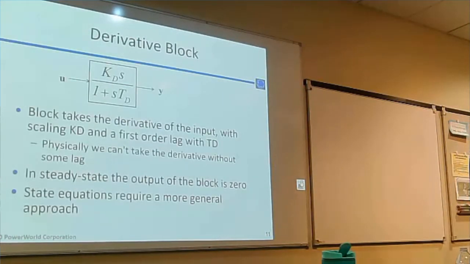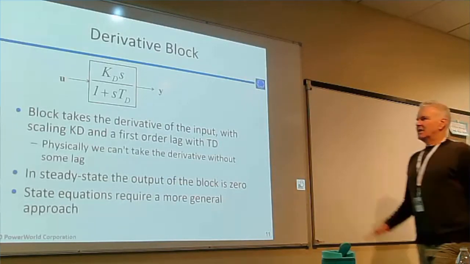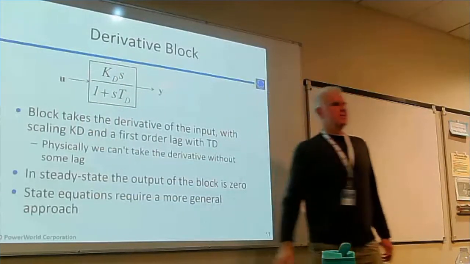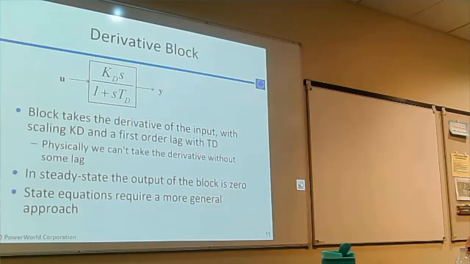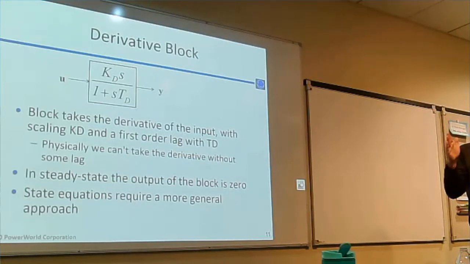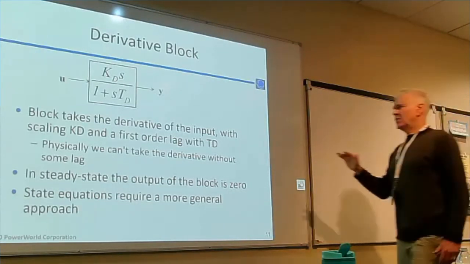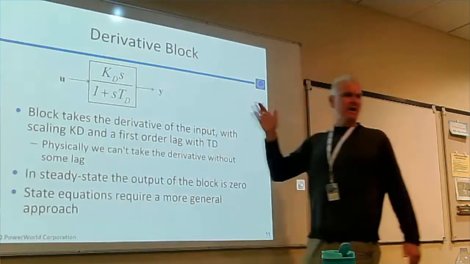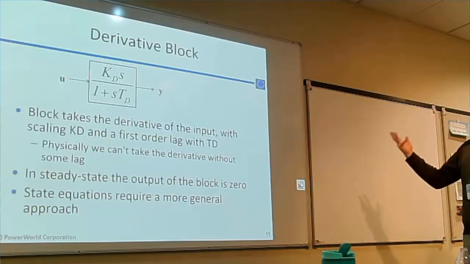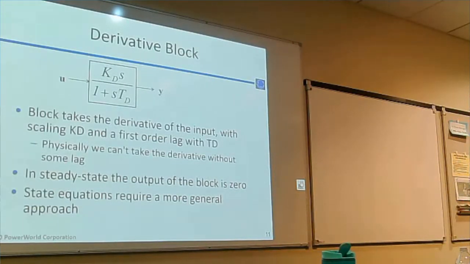This is a derivative block. It takes an input and differentiates it, and KD is the gain on that differentiation. We can never physically take the derivative without some type of time lag, so this TD just represents the time lag associated with that differentiation. In steady state, the output of any derivative is 0, because derivatives tell how things change, and in steady state it's not changing.